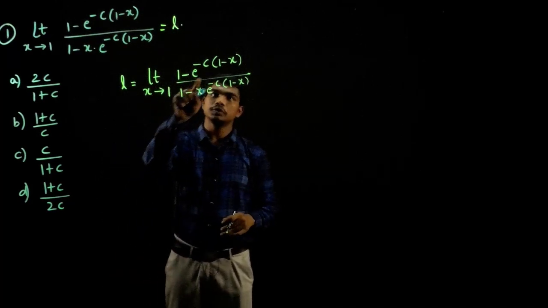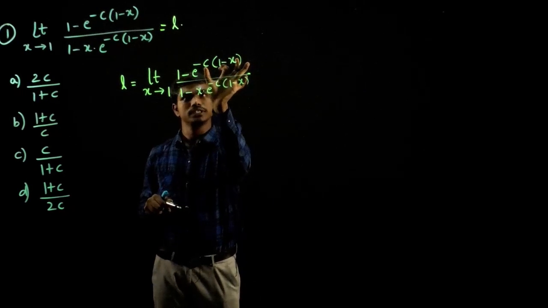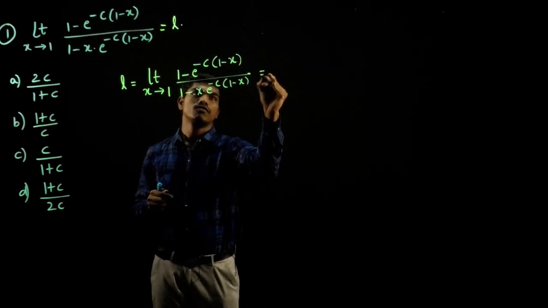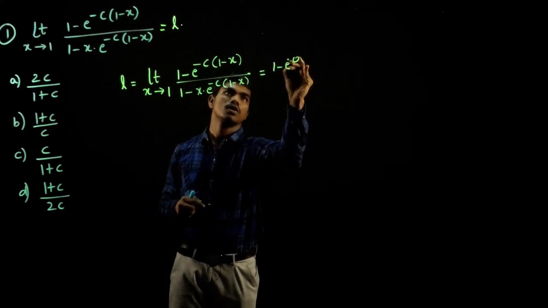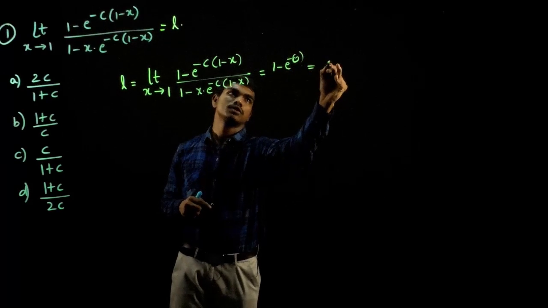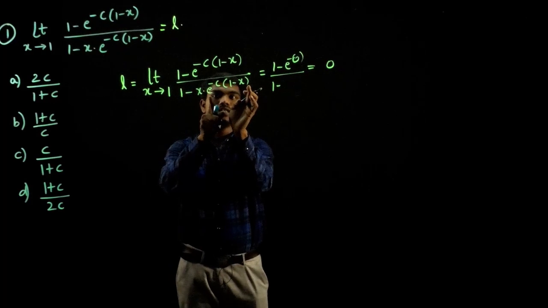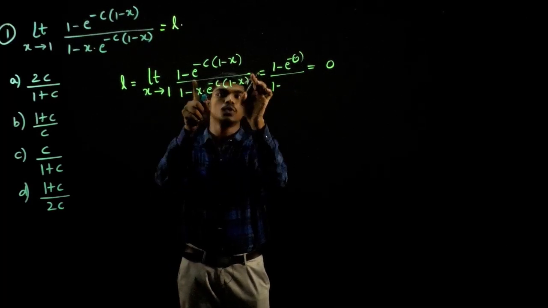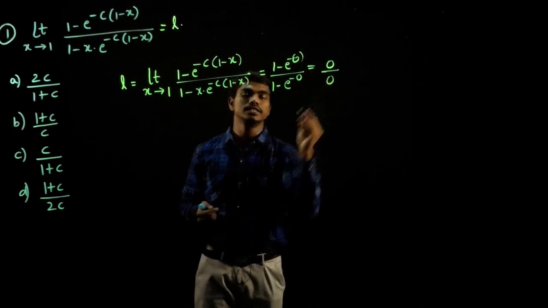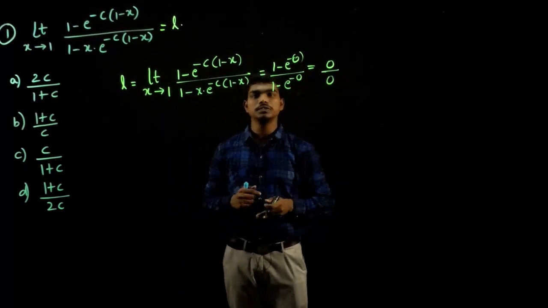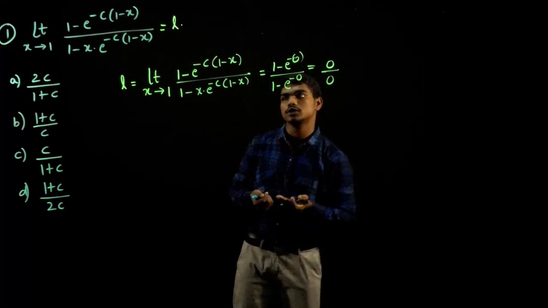If you substitute x is equal to 1 here, then 1 minus 1 is 0, and 0 into c is again 0. So we have 1 minus e power 0, or minus 0, both are the same. So the numerator is 0. In the denominator, we have 1 minus, and when x is equal to 1, this whole value is e power minus 0, which is again 0. So basically this limit is giving you the standard 0 by 0 form. In case of 0 by 0 form, we generally apply L'Hospital's rule.